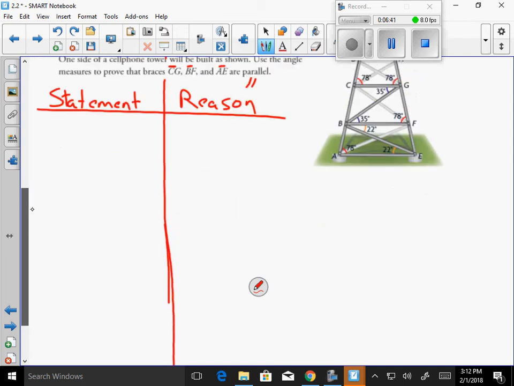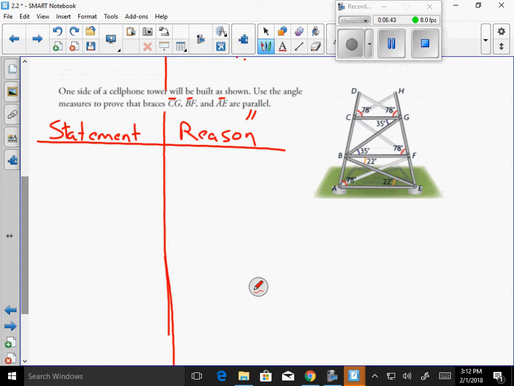Alright, just give myself enough room. So first thing I'm going to do is look at angle CGB, and I'm going to say that that equals angle GBF. So CGB is this angle here, and CBF is that angle here. I know they're both 35 degrees, and the reason I know that is because that was given to me.